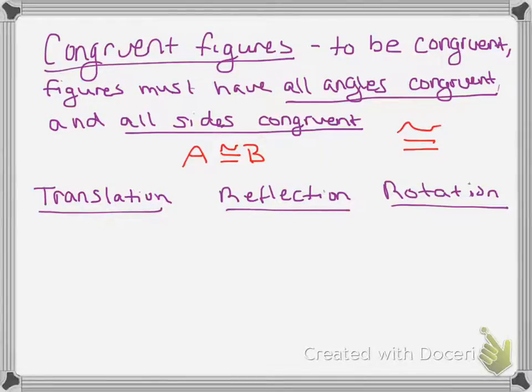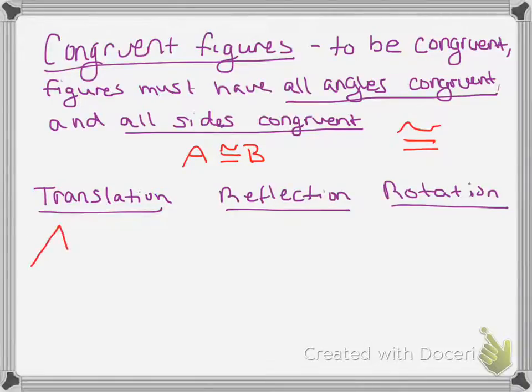this means that A is the same as B. So last year you learned all about translations, reflections, and rotations. And what we're talking about this year with them is that any time you have a translation, a reflection, or a rotation, you do not change the figure. So if you can prove that two figures have been translated, rotated, or reflected, you can prove that they are congruent.